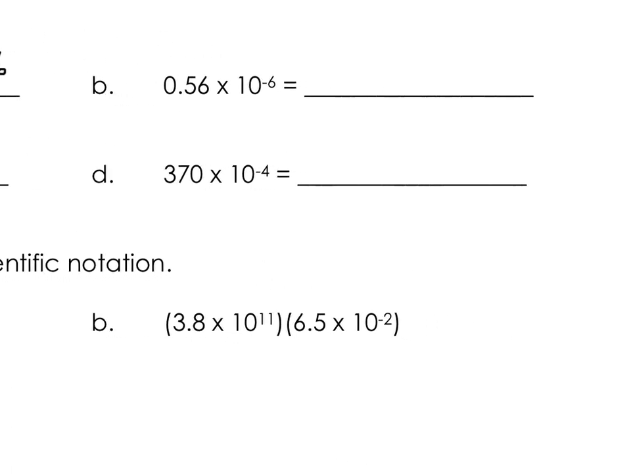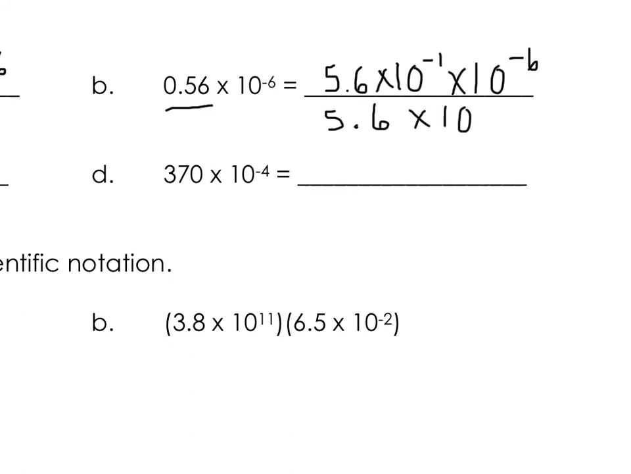What's wrong with this example, B? That number is not between 1 and 10. We have to move the decimal to make it a number between 1 and 10. 5.6. Notice 5.56 is a small number, so it's times 10 to the negative 1 times 10 to the negative 6. So our final answer will be 5.6 times 10 to the negative 7. What about 370? That's way too big. That's a big number. Where do you move the decimal so that you have a number between 1 and 10?